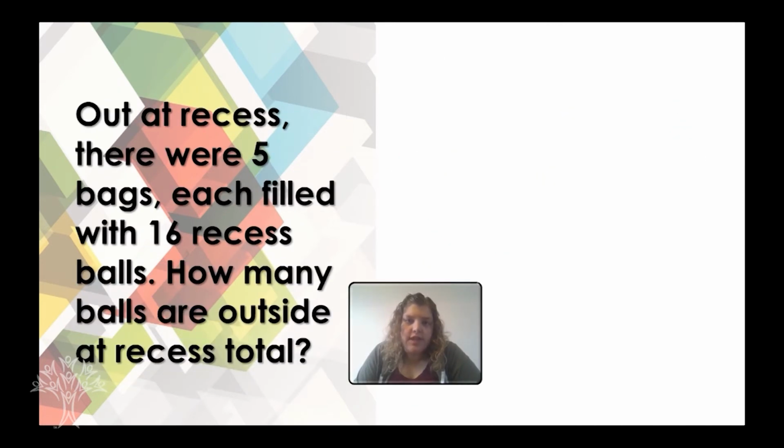Now that we have finished that question all about dozens, we have a number that's a little bit larger than dozens in this equation. Let's take the same process we did there and see if we can apply it here. Our story problem says, out at recess there were 5 bags, each filled with 16 recess balls. How many balls are outside at recess total? What are my key facts? I have 5 groups, great job. How many are inside of each group? Perfect, there are 16 inside of each group. So my equation could look like 5 groups of 16.